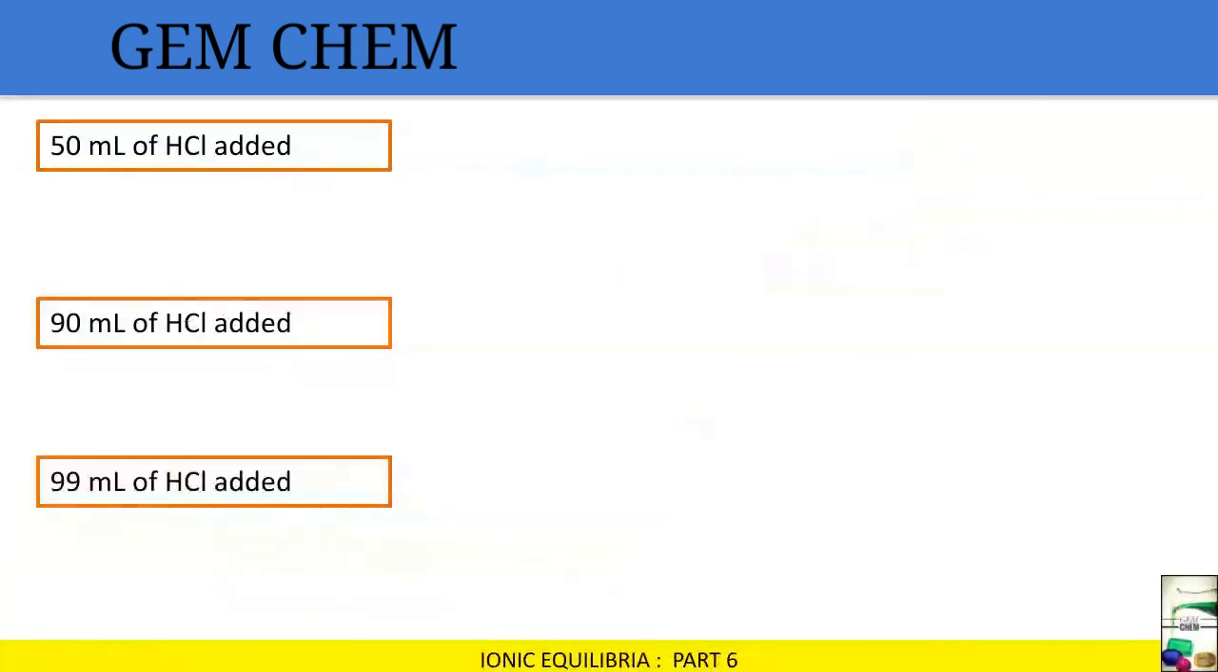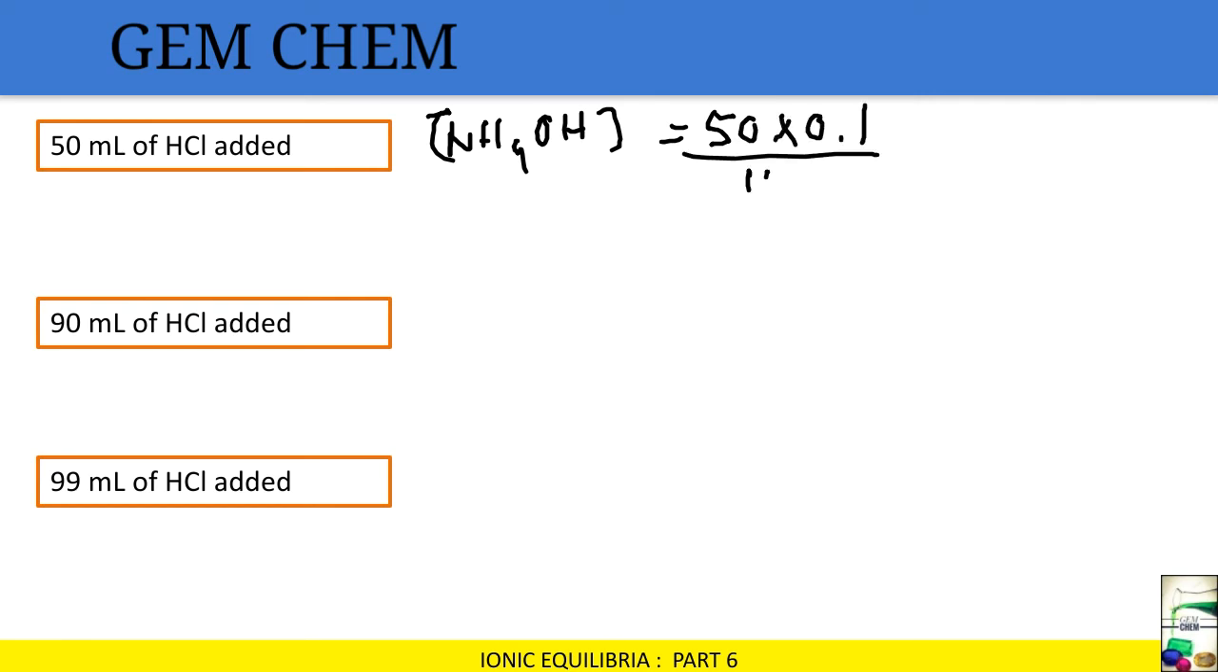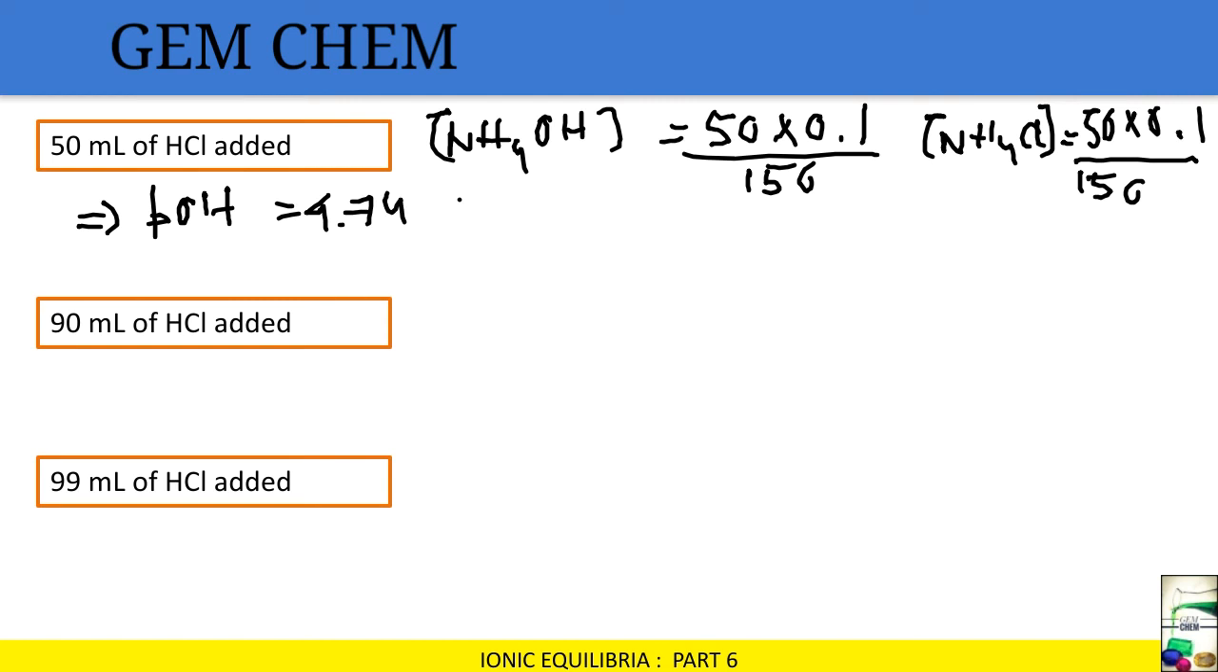In the similar way we have obtained, see this one, NH4OH concentration here in this case is 50 into 0.1 by 150, and for the salt NH4Cl it is also 50 into 0.1 by 150, because 50 ml base is lost, so 50 ml salt is formed, and ultimately pOH comes to be 4.74 and pH comes to be 9.26.